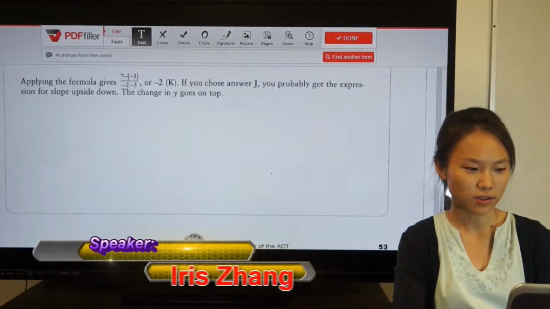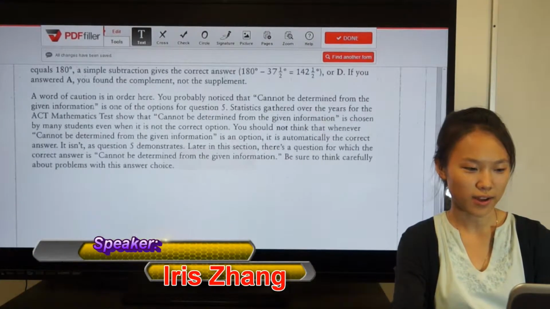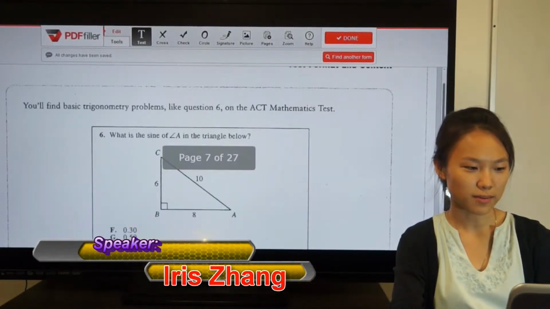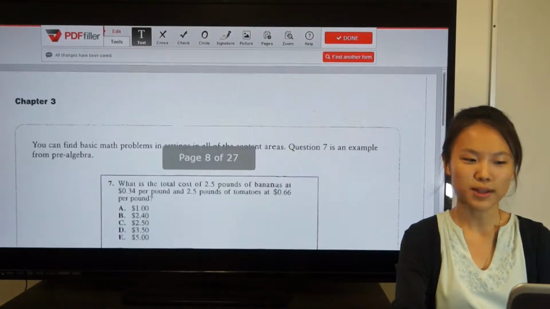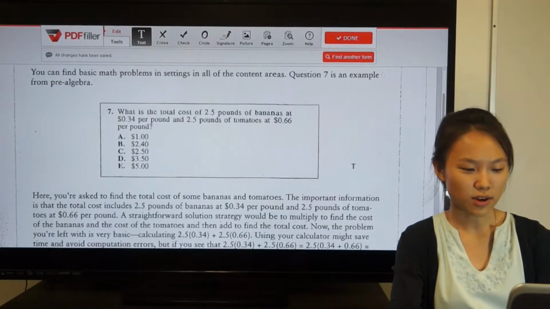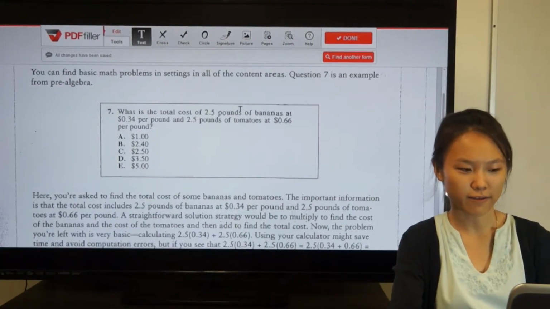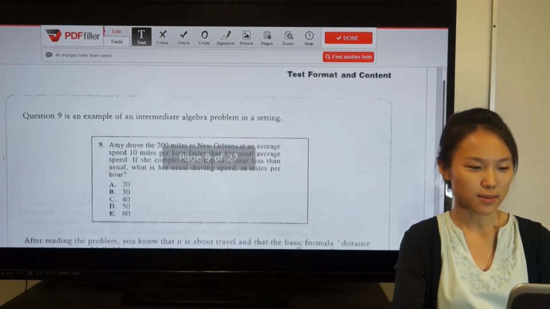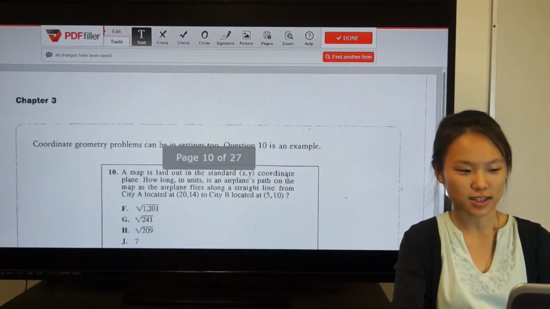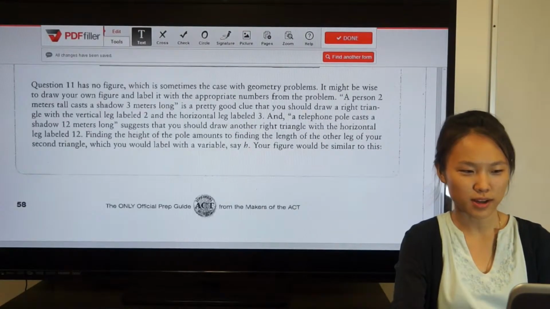So for example, when you go away from basic, there will be basic math problems in settings. For example, these will be like word problems. So what is the total cost of 2.5 pounds of bananas at 0.34 per pound and 2.5 pounds of tomatoes at 0.66 per pound? Just kind of multiply them out and add them together. So it's still very straightforward because it's basically just simple equations and simple algebra.